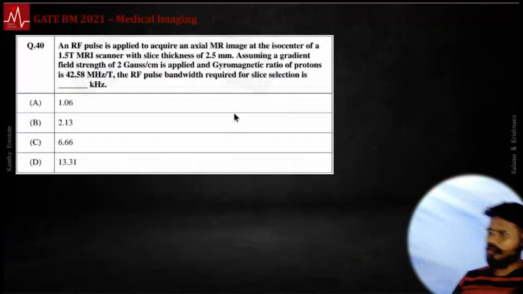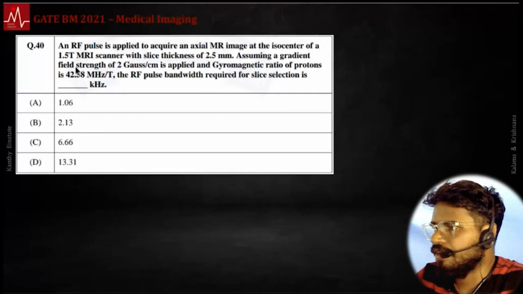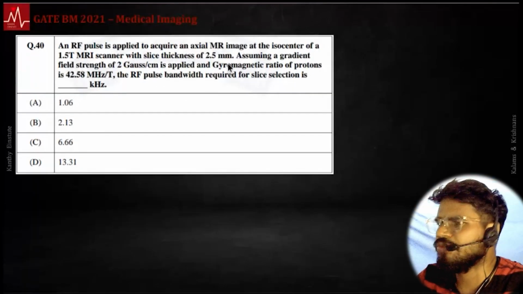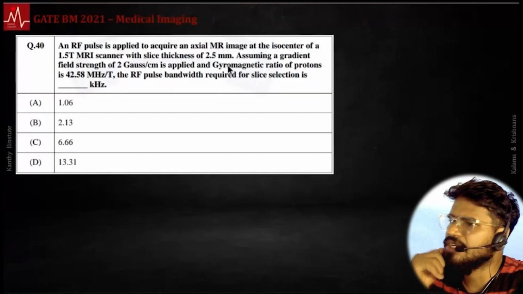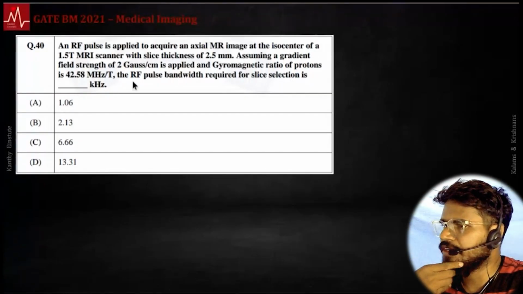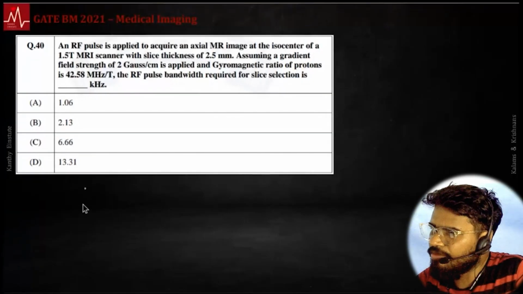An RF pulse is applied to acquire an actual MR image at the isocenter of a 1.5 Tesla MRI scanner at a slice thickness of 2.5 mm. Assuming a gradient field strength of 2 Gauss per centimeter, gyromagnetic ratio 42.58, what is the RF pulse bandwidth required for the slice selection? What is delta nu?